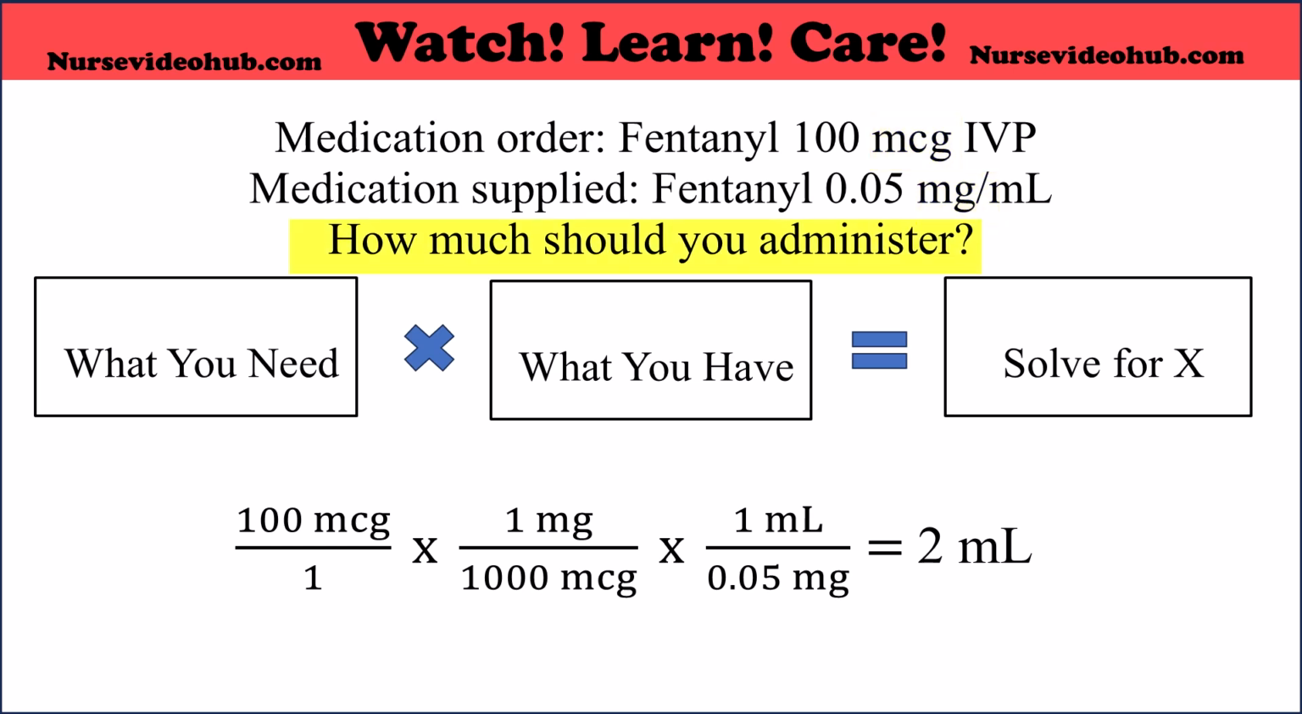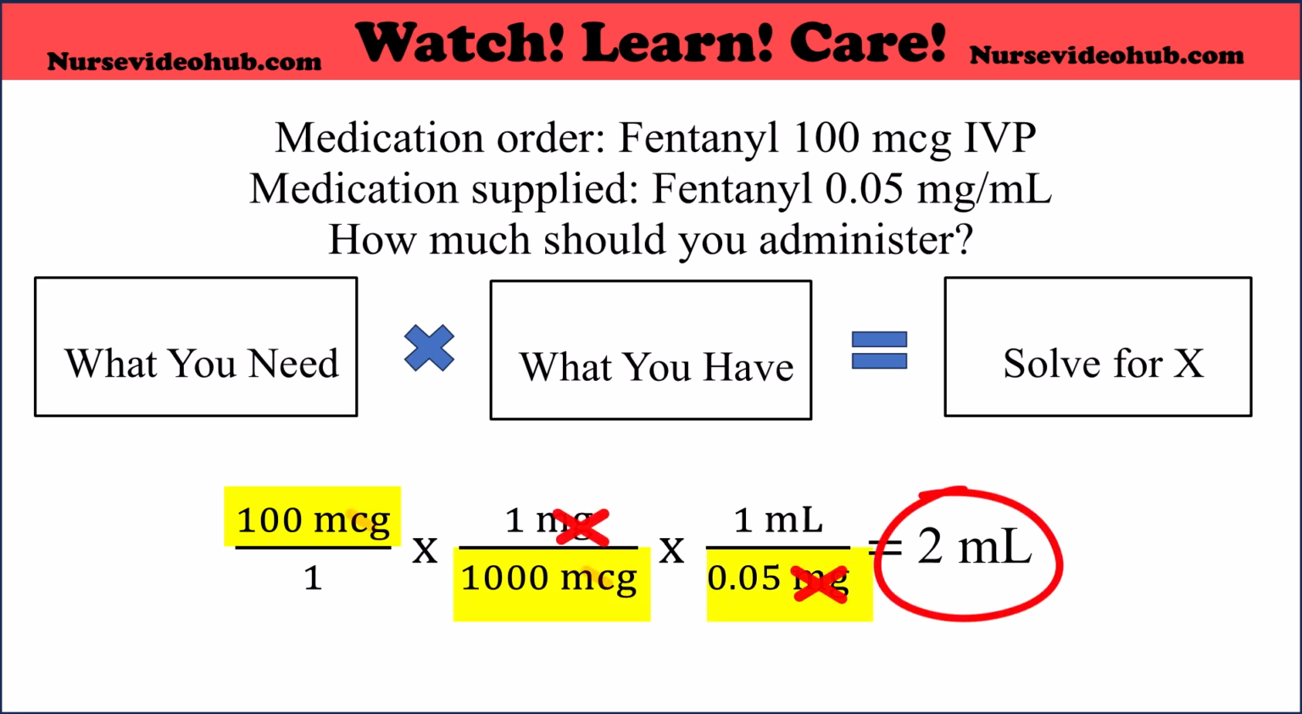You set up the problem to identify the number of milliliters to administer. Write out the prescribed dose as a fraction, 100 micrograms over 1. You can convert 100 micrograms to milligrams by placing the conversion factor, 1 milligram over 1,000 micrograms, into the equation. Then write the available medication in a fraction with the units set up so that they cancel out. 1 milliliter over 0.05 milligrams. You calculate the answer by multiplying across. 100 divided by the product of 1,000 times 0.05 equals 2.